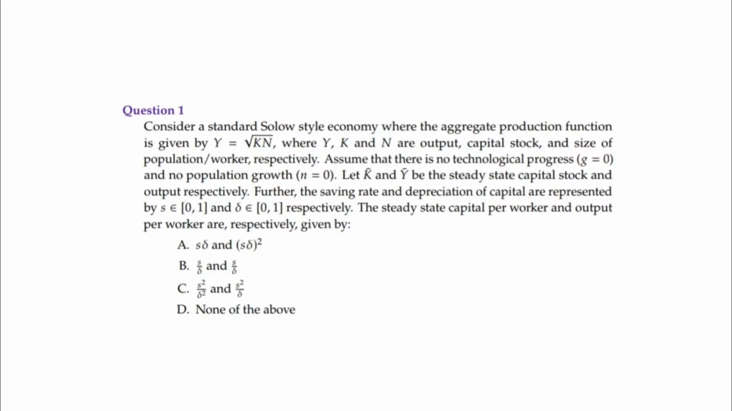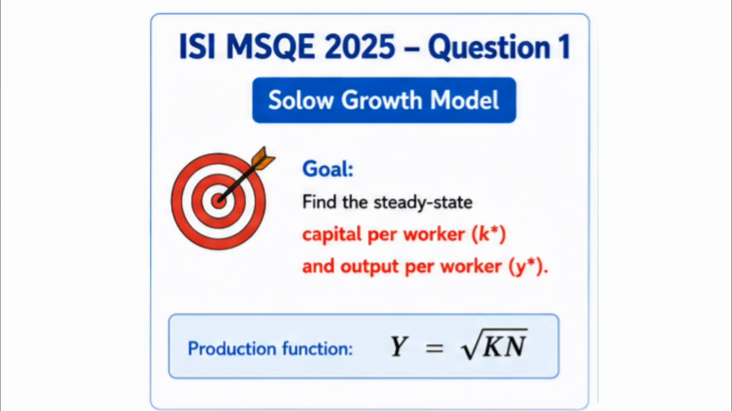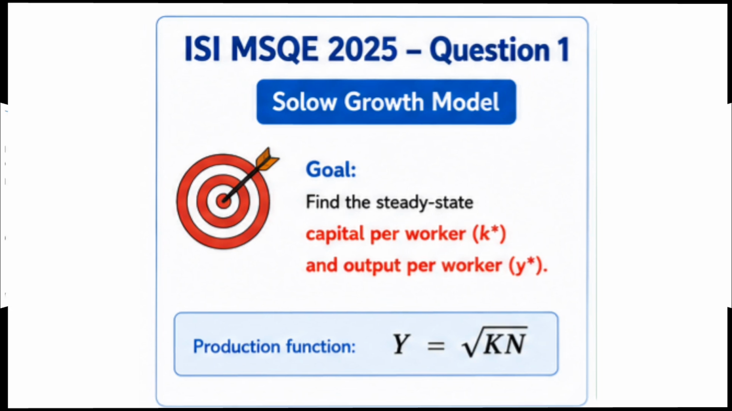We are given a standard Solow economy with the aggregate production function y equals the square root of k times n, where y is output, k is capital stock, and n is the number of workers. The question also tells us that g equals 0, which means no technological progress, and n equals 0, which means no population growth. The savings rate is s and the depreciation rate is delta. We need to find the steady state capital per worker and steady state output per worker.